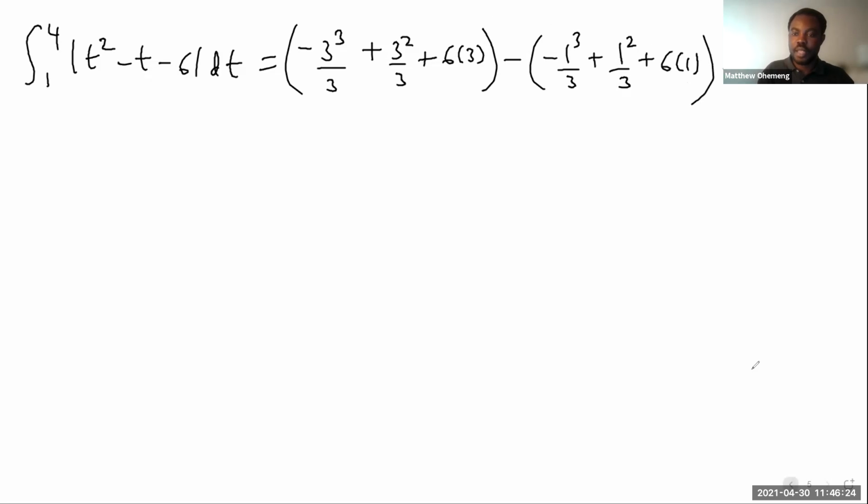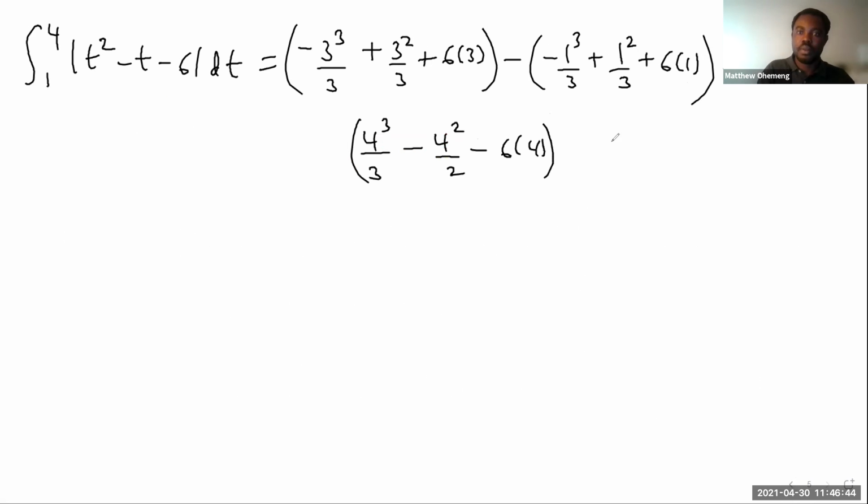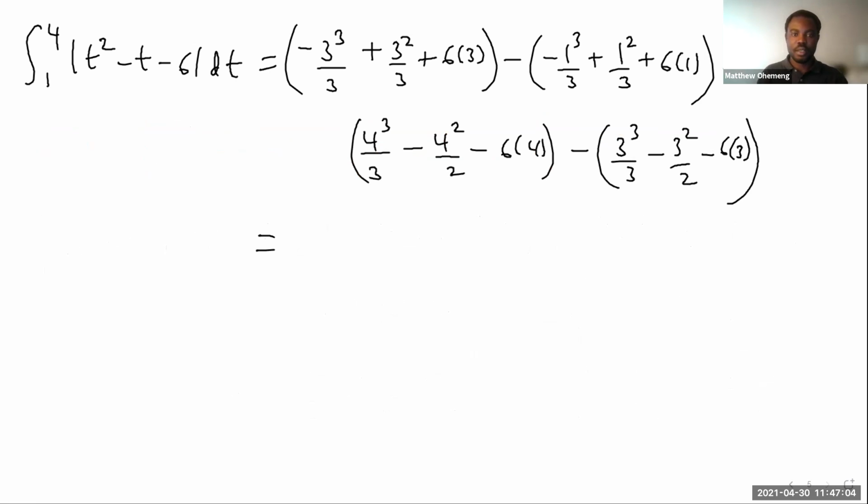And then for the second piece, I plug in 4. So that'll be 4 cubed over 3, and then minus 4 squared over 2, and then minus 6 times 4. And then minus, for the last part, you plug in the lower limit, 3. So 3 cubed over 3, and then minus 3 squared over 2, and then minus 6 times 3. So you crunch all of this and you get, let me check.